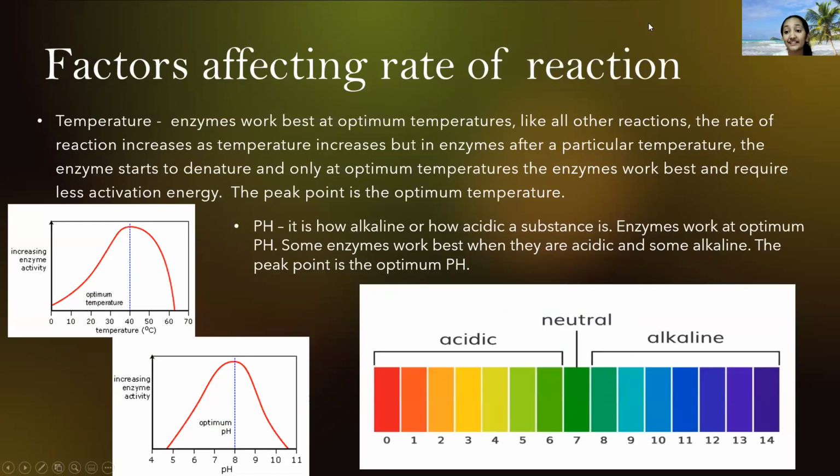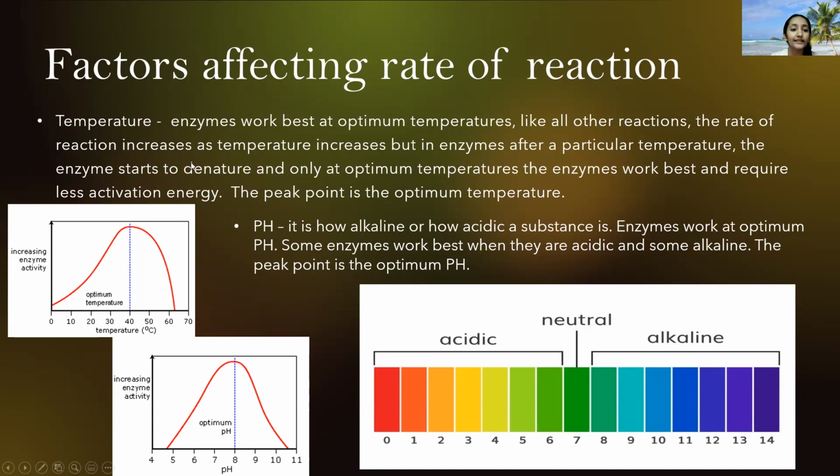So next, factors affecting the rate of reaction. Temperature. Enzymes work best at an optimum temperature. Like all other reactions, the rate of reaction increases as temperature increases, but enzymes, after a particular temperature, start to denature, and only at optimum temperatures the enzymes work best and require less activation energy. So unlike all other reactions, the more temperature you raise, the higher the rate of reaction. It is technically the same, but after a certain point, which is according to the graph, the peak of the graph, after it reaches that point, it starts to lose its shape. So like that.